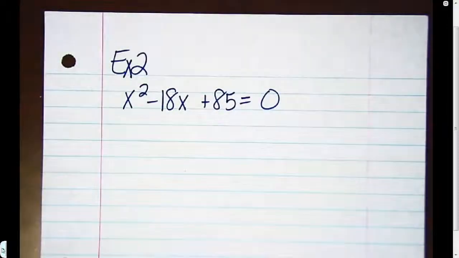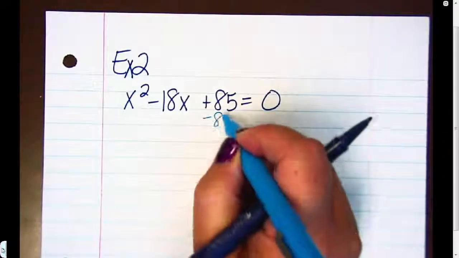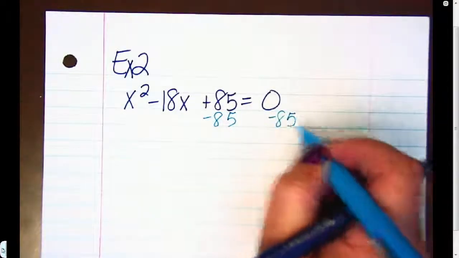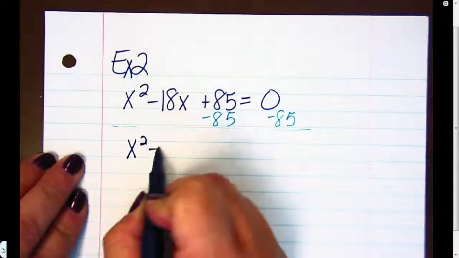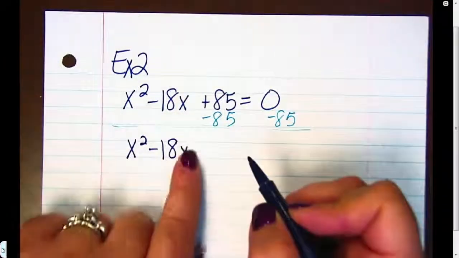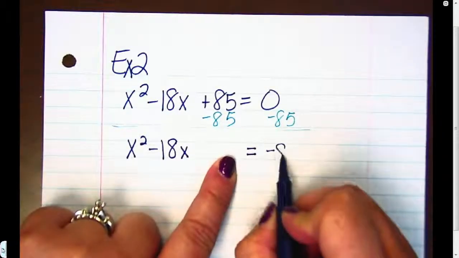Alright, example 2. The first thing we need to do is move the 85 to the other side. So I'm going to subtract 85. So I have x squared minus 18x. Leave yourself a space, equals negative 85.